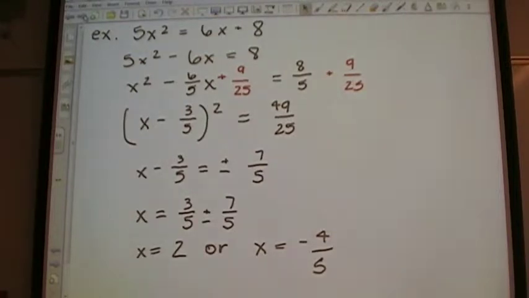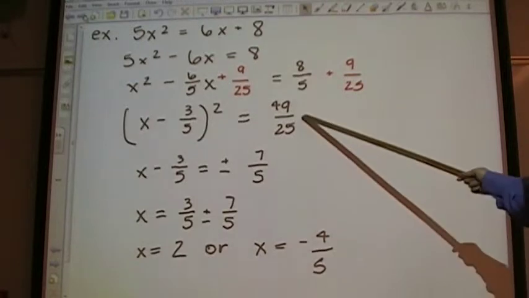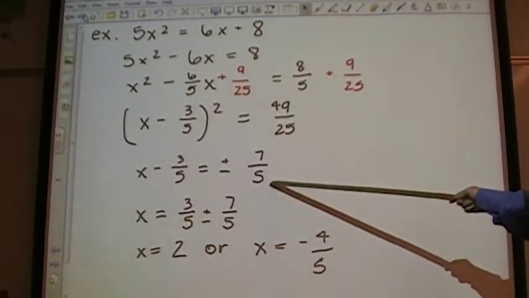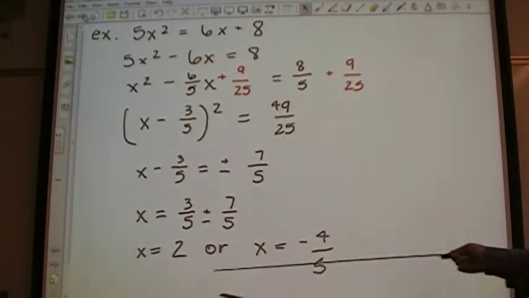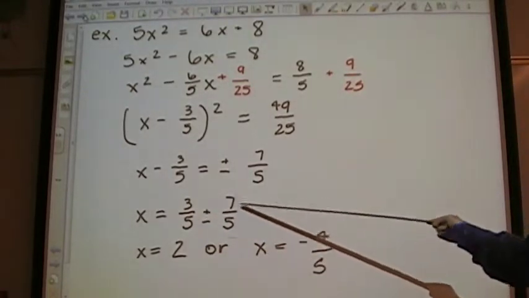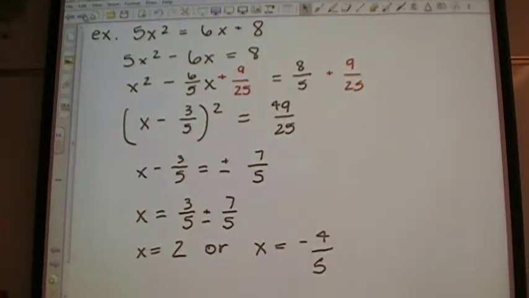From there, you take the square root of both sides. We know the square root of 49 is 7. Square root of 25 is 5. So you get x minus 3/5 equals plus or minus 7/5. Add 3/5 to both sides. 3/5 plus or minus 7/5. 3 plus 7 is 10. 10 over 5 is 2. That's how I get the first answer. 3 minus 7 is negative 4/5. So your two possible answers are x equals 2 or x equals negative 4/5.